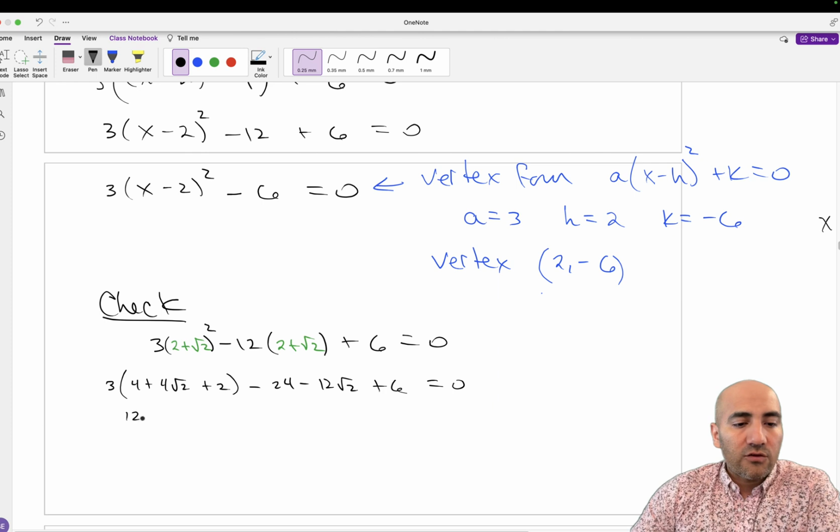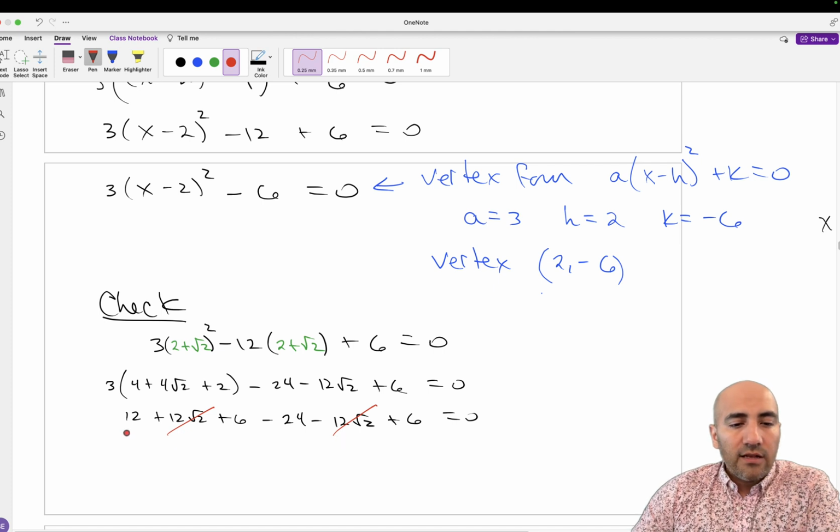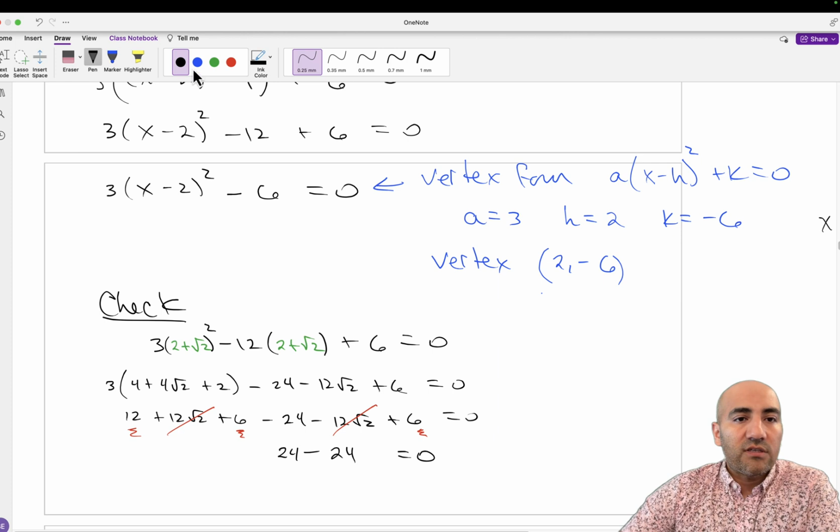Distributing the 3, we get 12 plus 12 root 2 plus 6 minus 24 minus 12 root 2 plus 6 equals 0. So then the plus 12 root 2 and the minus 12 root 2 cancel out, and we end up with a 12 plus a 6 plus another 6. That'll give us positive 24. So we'll end up with 24 minus 24, which does in fact equal to 0.